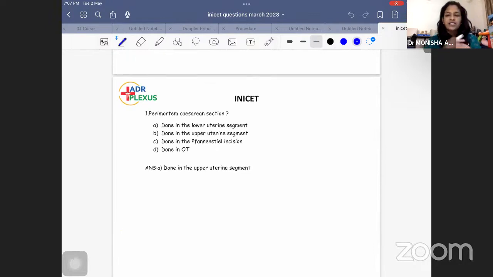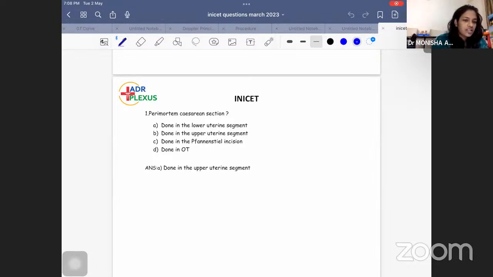See, this question, since I've completed OBG, this is a wonderful question. This perimortem cesarean section, personally I have noticed only one perimortem cesarean section, it's not commonly seen. So yes, this was a question that was asked, but the topic is difficult. When you read the question, it looks difficult, but yes, this is an easy question if you understand what perimortem is. So, how many of you got this answer right?